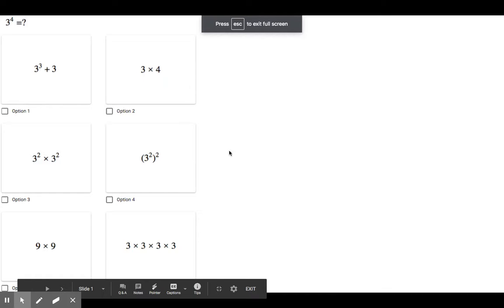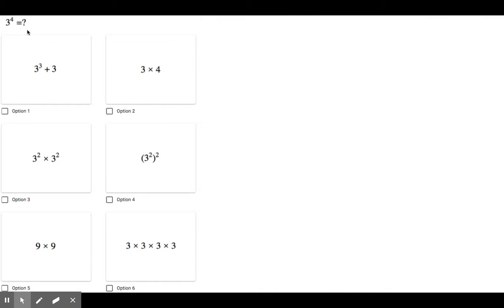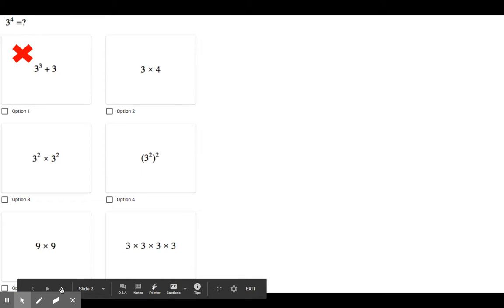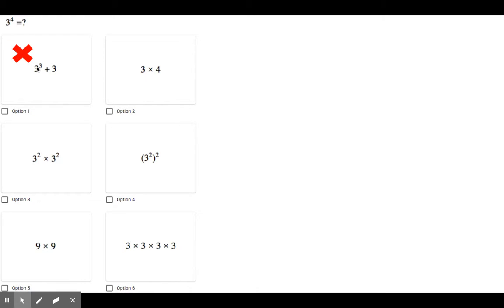All right, we're going to be looking at this problem that was in Google form recently that you guys did. 3 to the fourth equals, and there are multiple right answers for this. So let's take a look. Now, this first one is not a correct option here, right? 3 to the third would have to be times another 3 in order for this to be correct, not plus here, right?